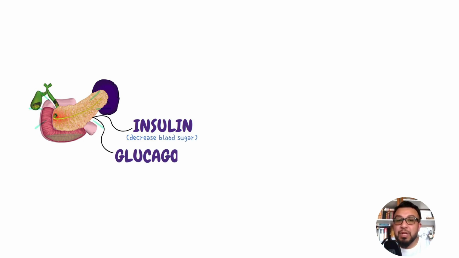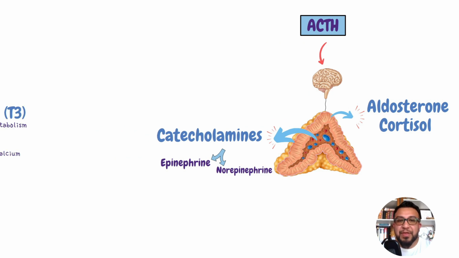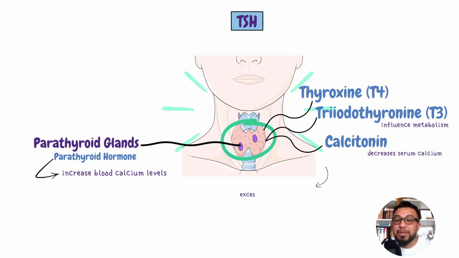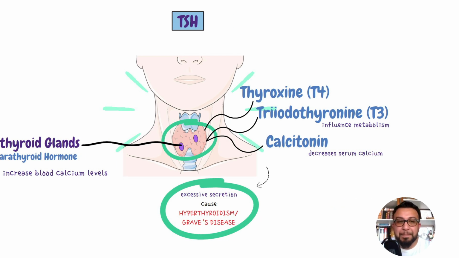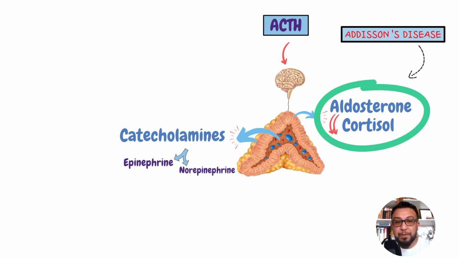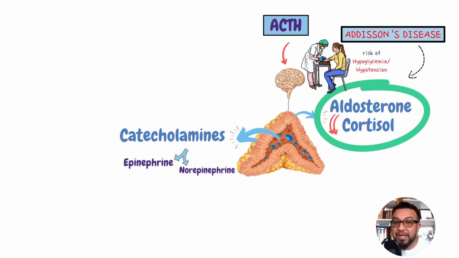The pancreas plays an important role as well in the endocrine system by releasing insulin, which decreases blood sugar levels, and glucagon, which increases them. As TSH increases, the thyroid gland responds by increasing its secretion of T3 and T4. And when this is happening excessively, this is called hyperthyroidism, or Graves' disease. In Addison's disease, there is a decrease in the secretion of aldosterone and cortisol, which places the patient at risk for hypoglycemia, but most importantly, hypotension.